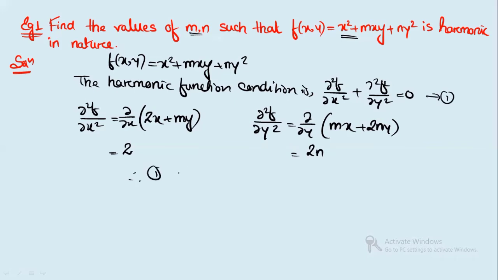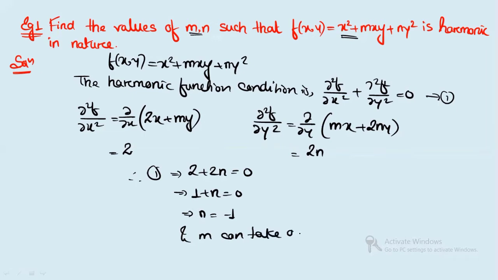So therefore this equation implies 2 + 2n = 0. From here, if you take 2 common, you get 1 + n = 0, which gives n = -1. All right. And you can see here you are not getting anything related to m, so m can take any value. This is how you can solve; we have just applied the harmonic function condition.